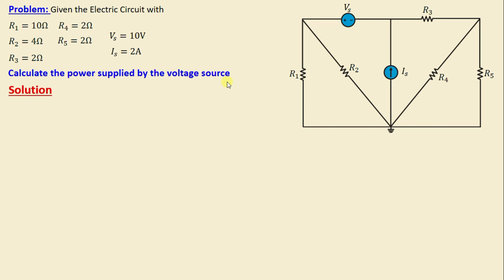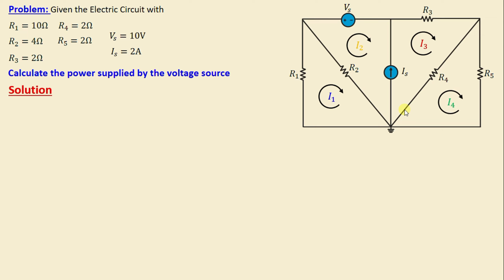First, let's begin by defining the number of meshes in this network. It's evident that there are 4 meshes: mesh number 1, mesh number 2, mesh number 3, and mesh number 4. Now let's proceed to assign the mesh currents. I1 is the current in mesh 1, I2 is the current in mesh 2, I3 is the current in mesh 3, and I4 is the current in mesh 4. The mesh currents are chosen in the clockwise direction.